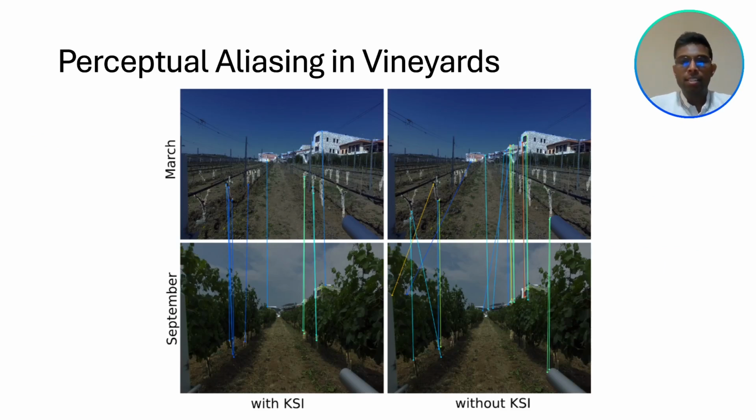So this is an example visualization of our method and how it improves the feature matching. On the right hand side, you can see a pair of images matched from the same place, but the top image is from March, the bottom image is from September. And you can see some of the key points are being matched to wrong places and wrong trunks because of the similarity or the perceptual aliasing that is there in the vineyard. And on the left hand side, you can see how it improves with our method by integrating the semantic information into the descriptors.